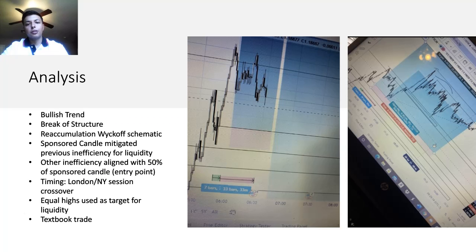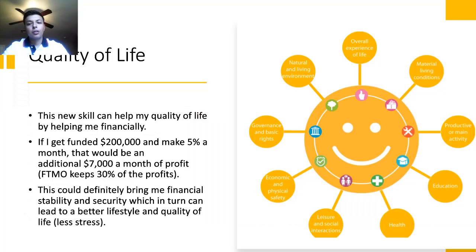So this is basically my analysis behind the trade. It was a bullish trend. We had a break of structure, a reaccumulation Wyckoff schematic, a sponsored candle that mitigated previous inefficiency for liquidity, and another inefficiency that aligned with 50% of the sponsored candle, which was my entry point. The timing was the London and NY session crossover, at 6:30 in the morning. There were equal highs used as a target for liquidity, so it was a textbook trade, and that's the before and after I talked about previously.